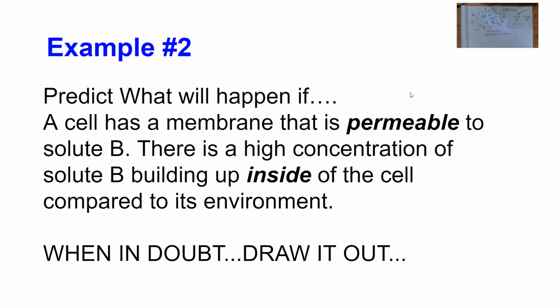Let's try example number 2. So example number 2, again, when in doubt, we're going to draw this out. So I'm going to draw this one as we go here. Predict what will happen if a cell has a membrane that is permeable to solute B. Okay, so this time the membrane that we're talking about is actually permeable to solute B. That means that it can pass through the cell membrane in both directions. And there's a high concentration of solute B building up inside the cell compared to its environment. Now, that has set the stage for everything we need. So let's draw this situation out.